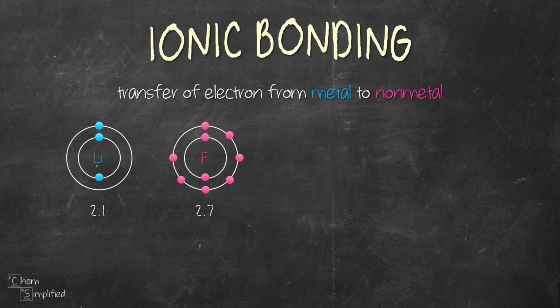Since it's easier to transfer 1 electron from lithium to fluorine than it is to transfer 7 electrons from fluorine to lithium, that's the reason why electrons are always transferred from metal to non-metal.